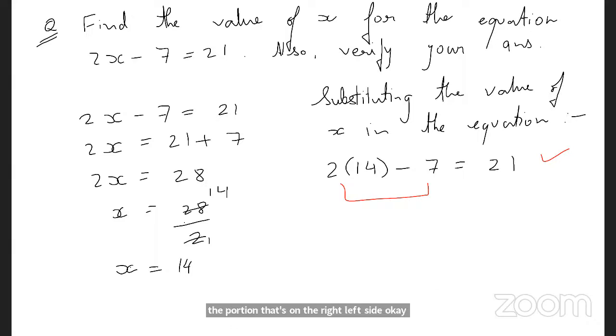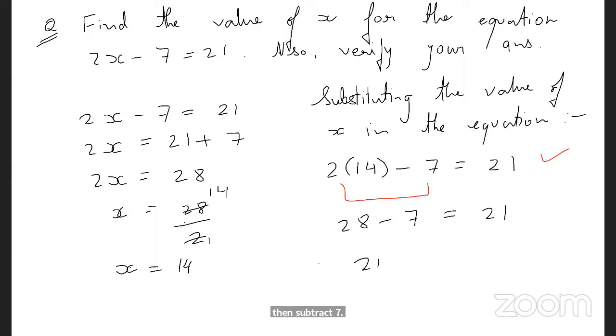Multiply 14 into 2, 28. 14 twos are 28. Then subtract 7. We have 21 equals to 21. Okay, this we should get at the end. All right, 21 equals to 21. The answer should be equal to the equation.